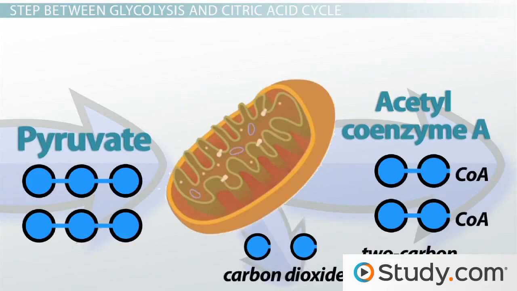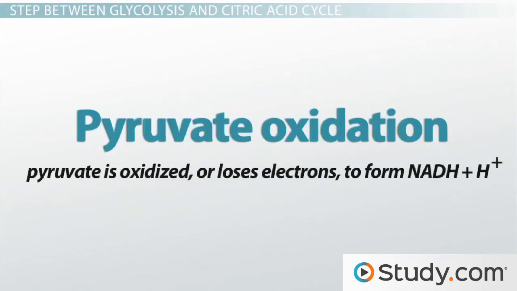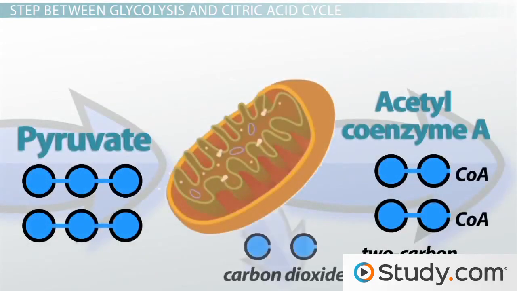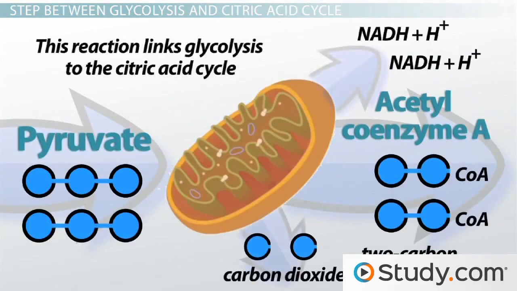This preparation for the citric acid cycle is called pyruvate oxidation, because the pyruvate is oxidized, or loses electrons, to form NADH plus protons. One NADH plus proton is produced per pyruvate. This brings our total for this reaction to two acetyl coenzyme A's, two carbon dioxide molecules, and two NADH plus protons. This reaction links glycolysis to the citric acid cycle.